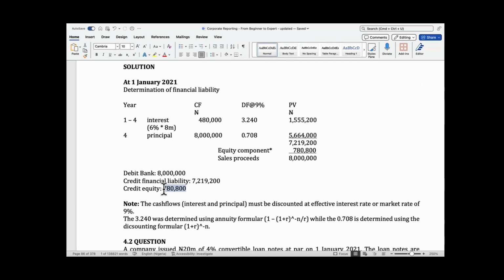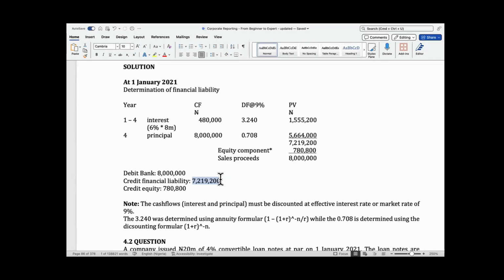Because it's not like we have issued it. It will just be in our books like a reserve. It will be under equity as reserve. So the challenge at the end of the year is because of this 7,219, how do you measure it? Are you going to measure it at amortized cost or fair value through P&L or fair value through OCI? So usually if they are silent, you can do amortized cost.